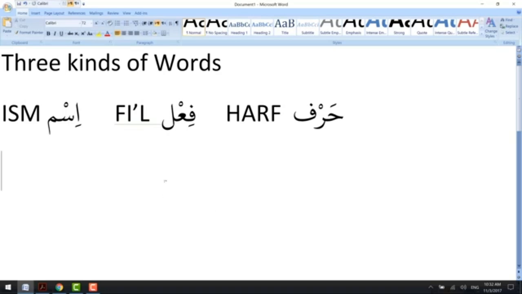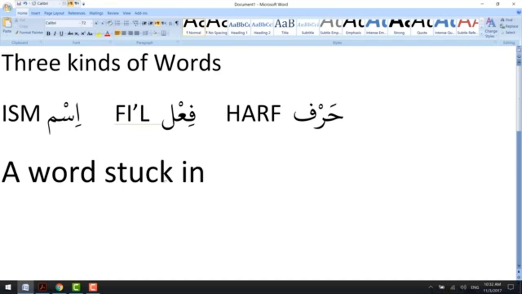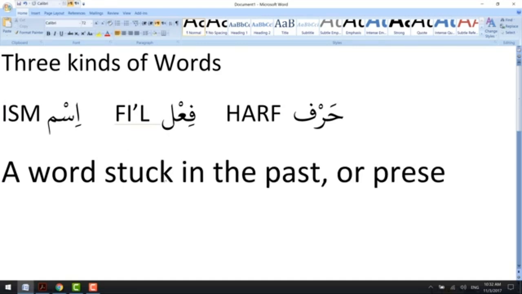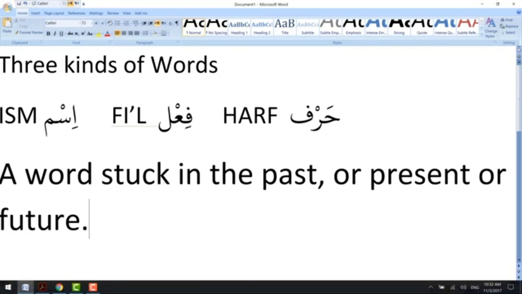Now we get to fi'l. And fi'l is a word stuck in the past, or present, or future. It's got a tense. It's got a past tense, or a present tense, or a future tense. Now, in the Arabic language, we call it a fi'l. For some of you that are familiar with English, hopefully all of you, it's called a verb.